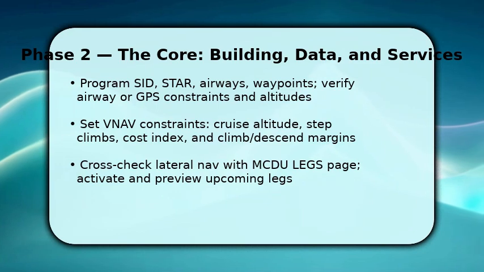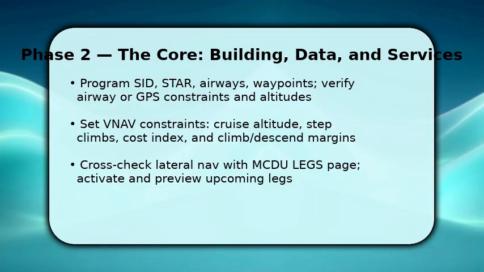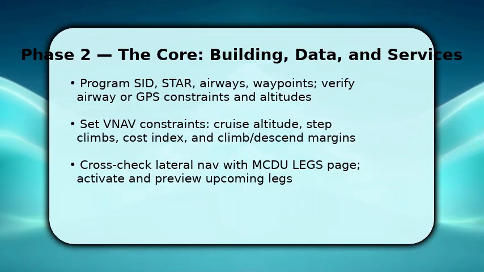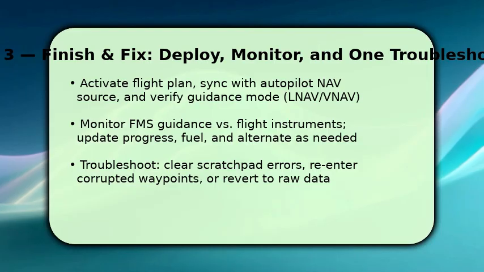Activate the flight plan and use the preview function to confirm the active route before taxiing. You now activate the plan and ensure the autopilot and flight director are set to the correct NAV source. Engage LNAV and VNAV when stable on rollout and after takeoff.